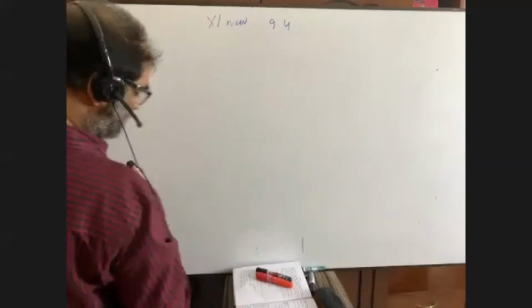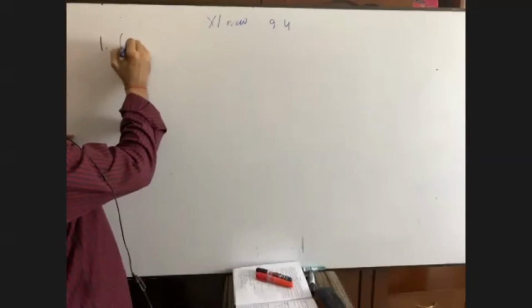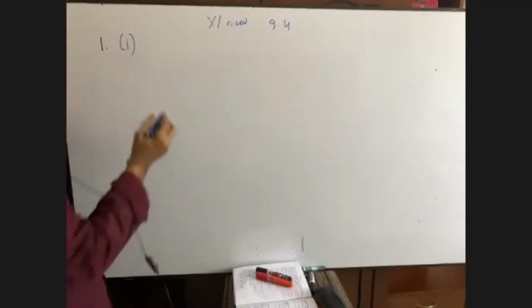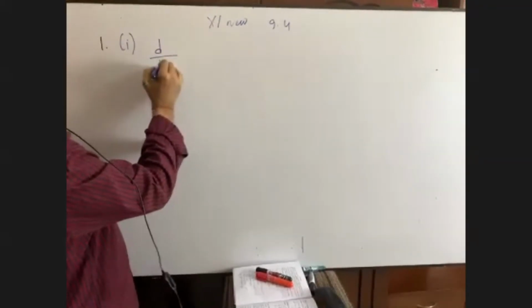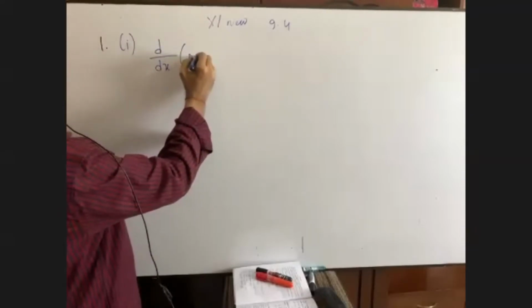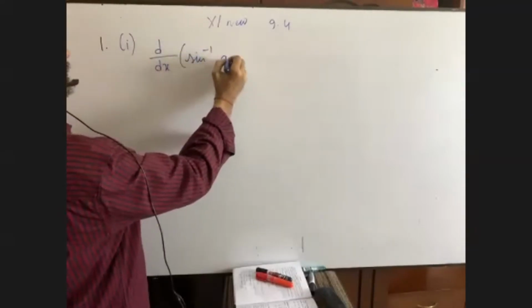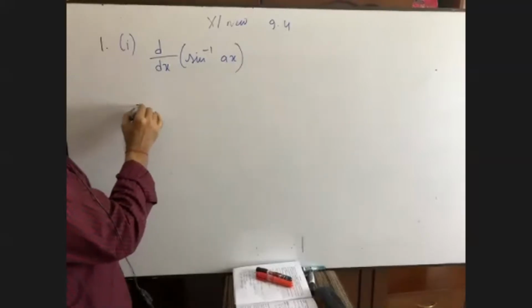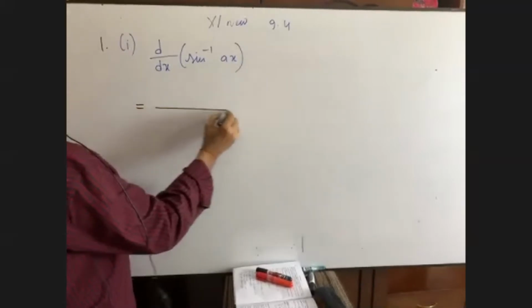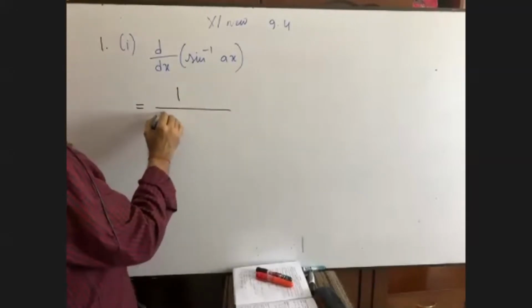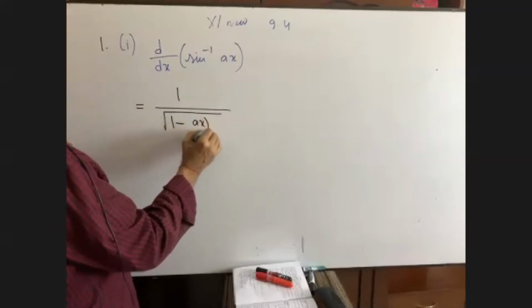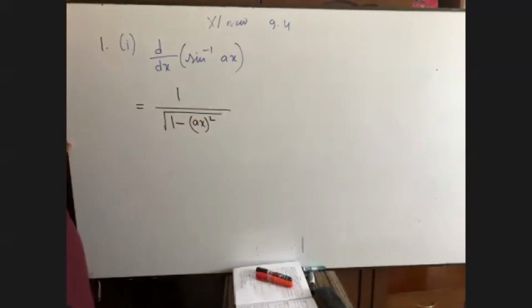d by dx sine inverse x. I'll not do all the maths because all the maths are of the same type. Write down d by dx sine inverse ax. Let me know what is the formula of sine inverse x. It is 1 by root over 1 minus x square. Very good. What is x here? It is x. Am I right?